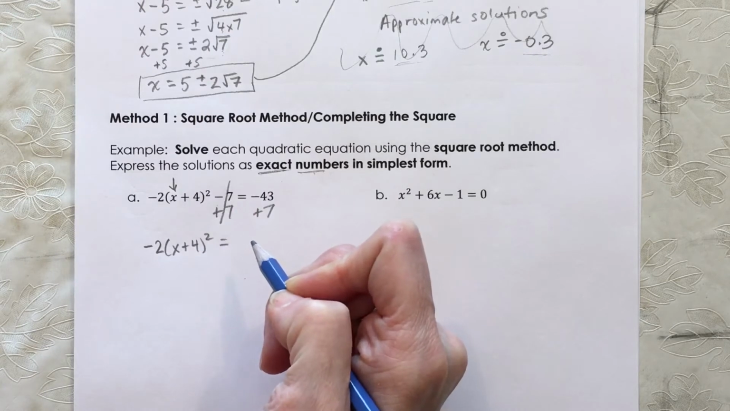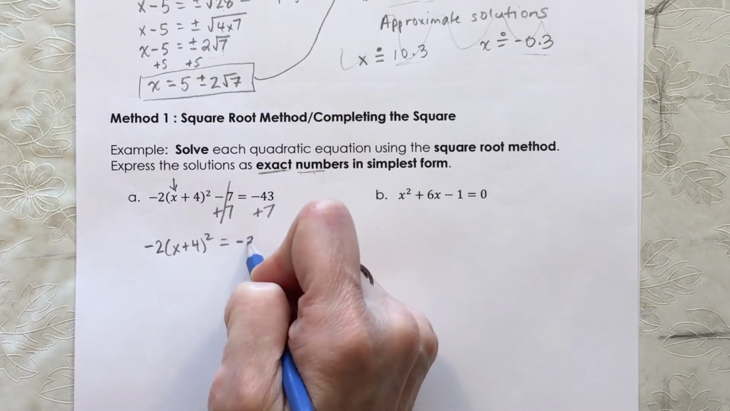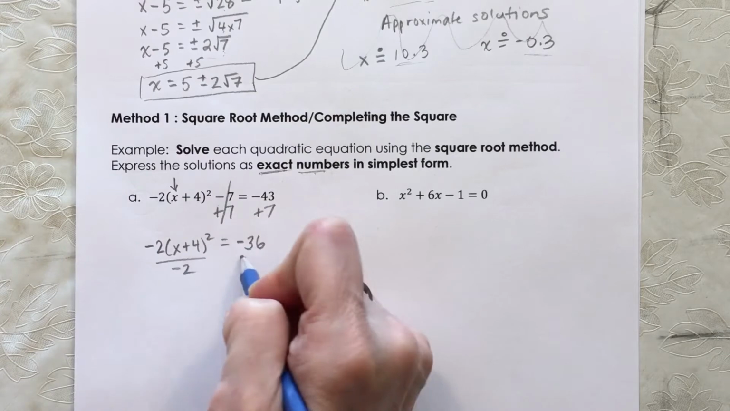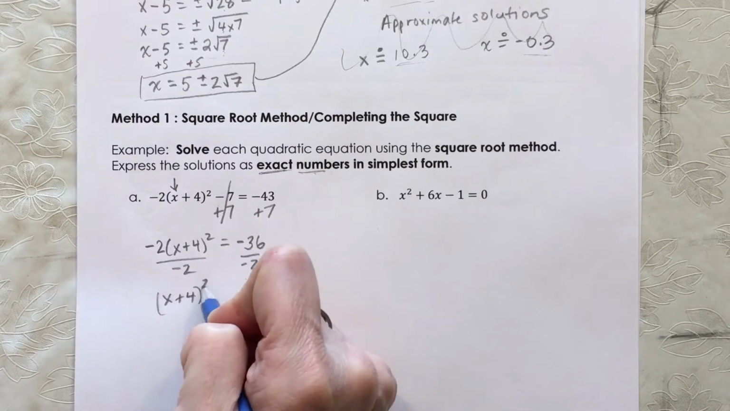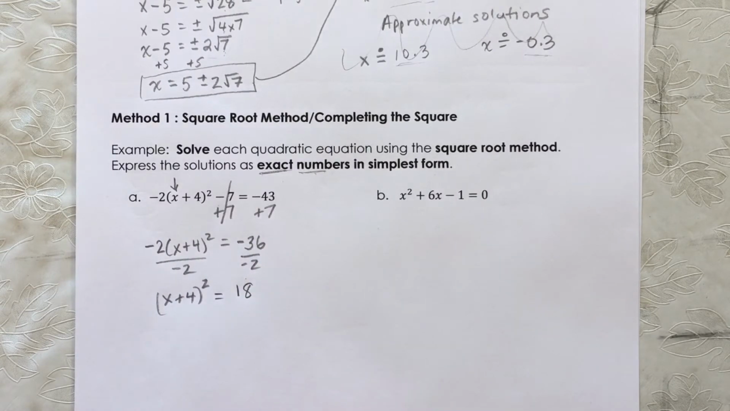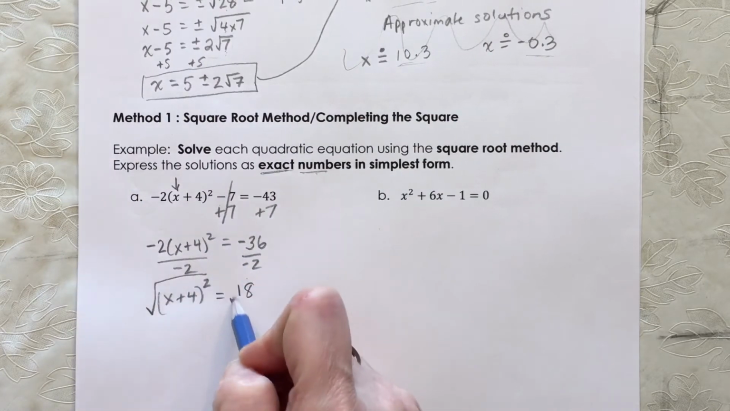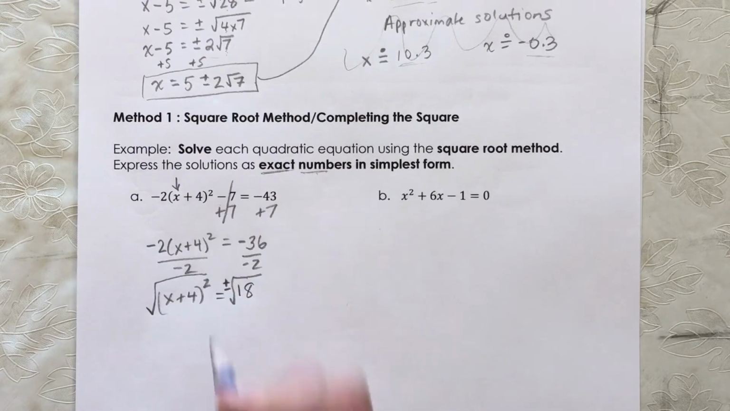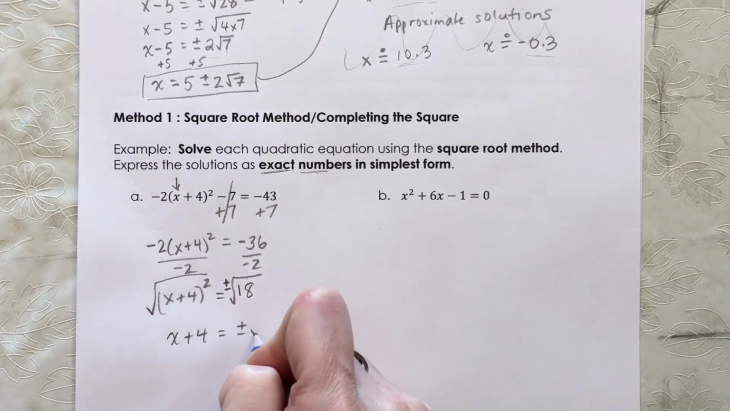So negative 43 plus 7 is negative 36. Then divide both sides by negative 2. It's going to give me positive 18. Now we can square root both sides. And remember, on the number side, we need our plus or minus for 2 possible solutions. So x plus 4 is going to be positive or negative the square root of 18.